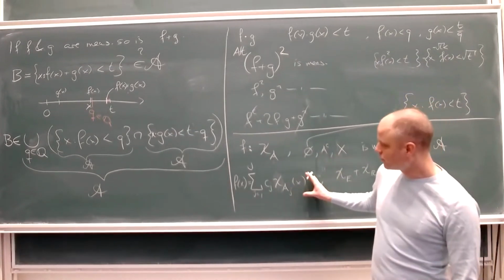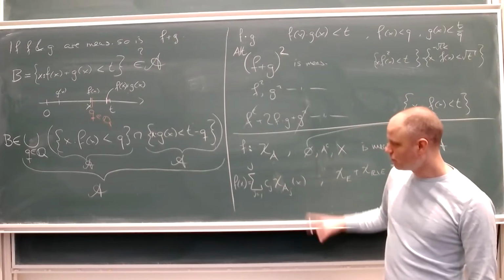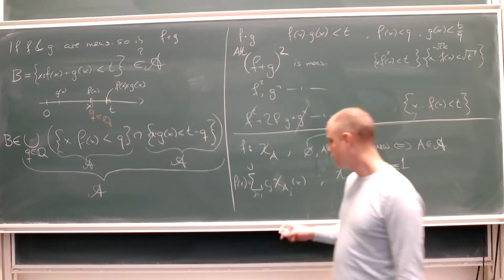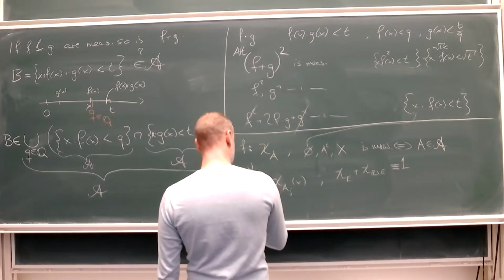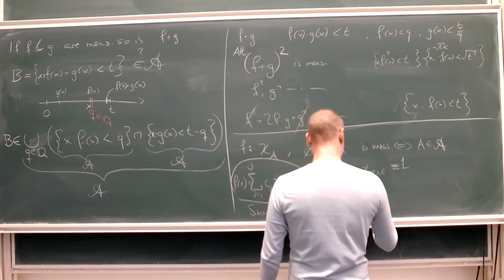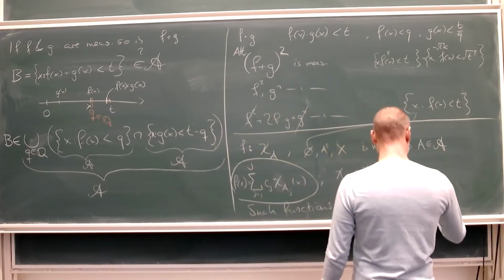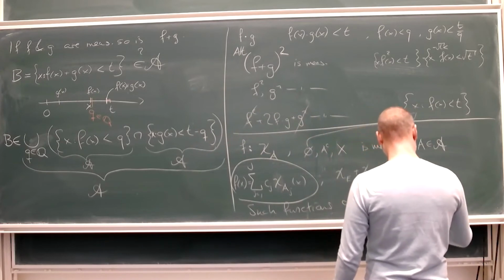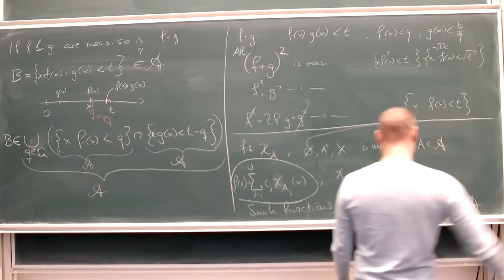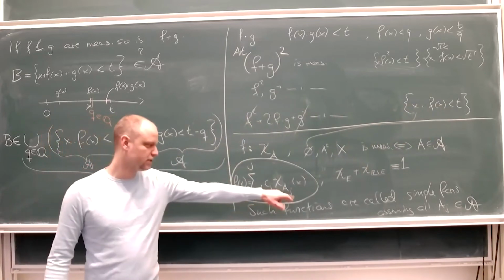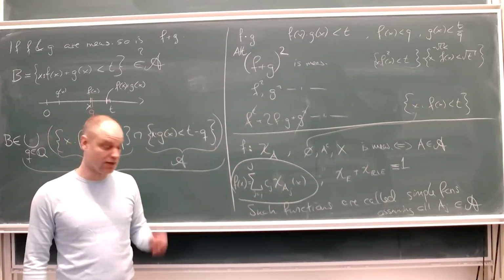But this is not super important to dwell on. The important thing is to give these guys a name because we will use them a lot. These are the building blocks of how we integrate. So such functions are called simple functions, assuming all Aj are in A. So a simple function has this form, and the Aj's are then supposed to be in your sigma algebra.